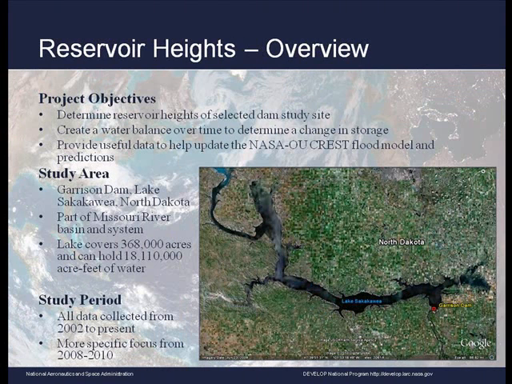The study area is Garrison Dam on Lake Sakakawea, North Dakota, which is part of the Missouri River Basin in the United States. The goal of this project is to develop a method in which satellite altimetry data can be incorporated to account for the impact of dams in current flood models, reducing the peak discharge. The methods of this project can be used to adjust global flood models to properly account for downstream releases and predict future floods.